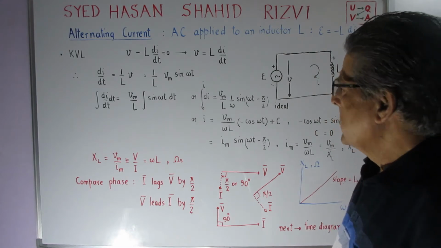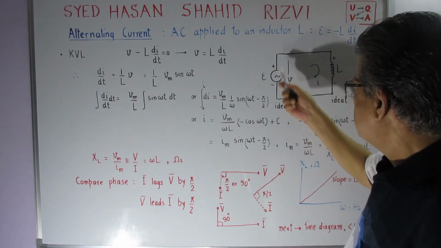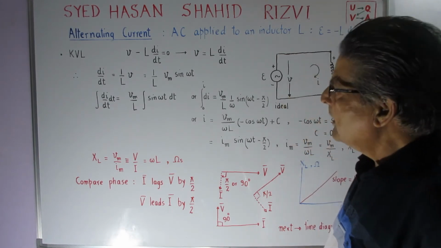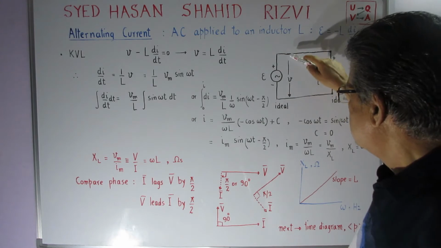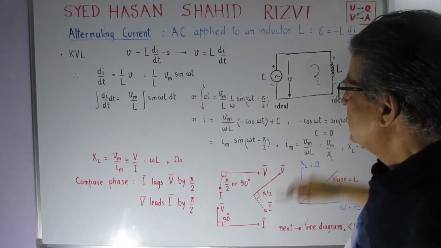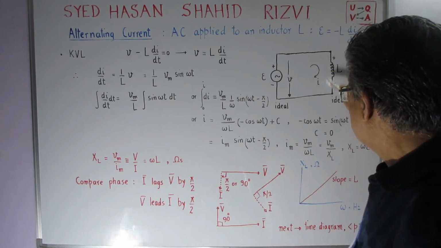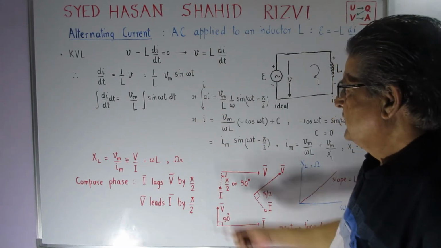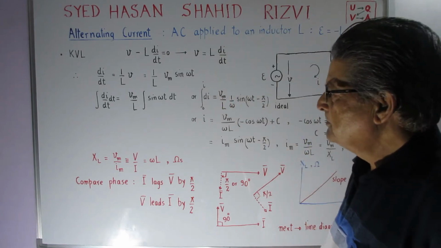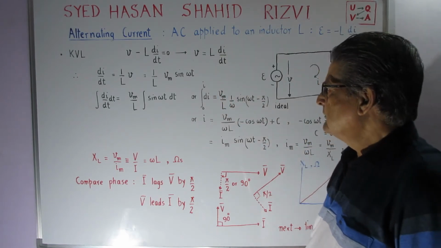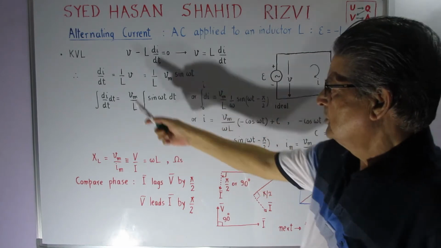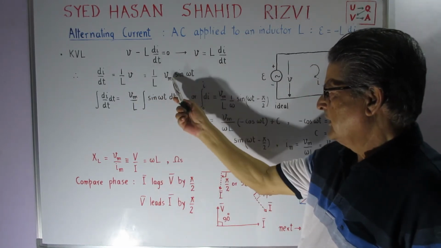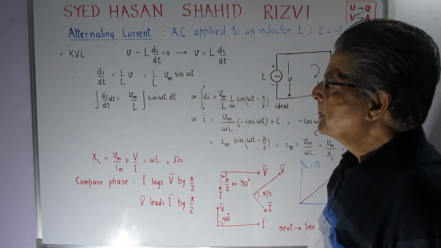Now in this circuit we will apply KVL, Kirchhoff's voltage law, and then we write V minus L di dt is equal to 0, which says that V is equal to L di dt, no problem. So I can write di dt as equal to 1 upon L into V, and V I can write as Vm sin of omega t.